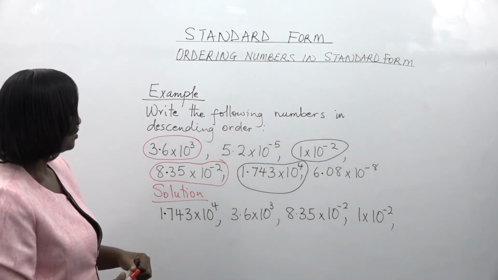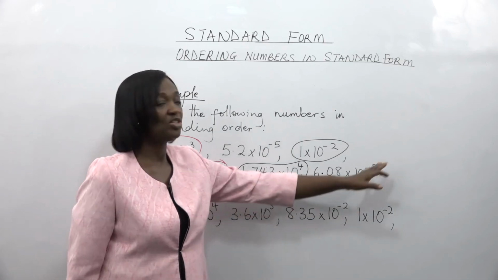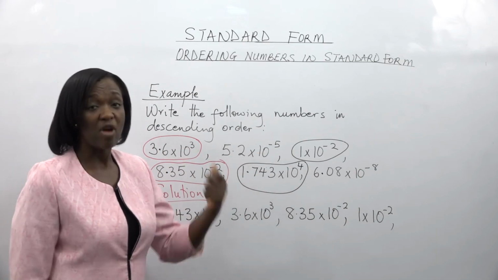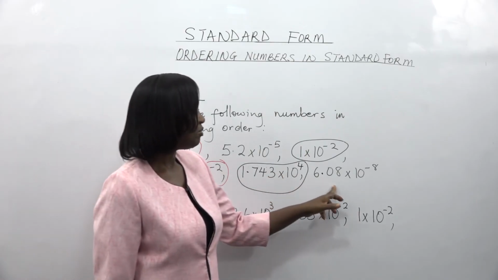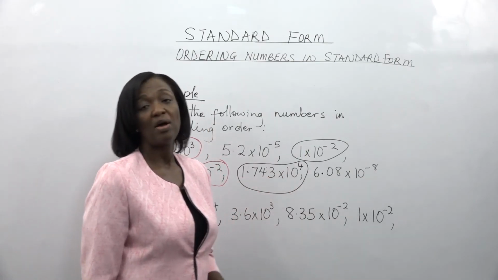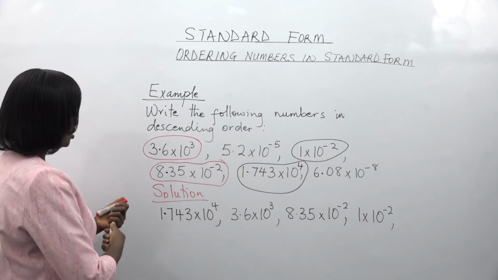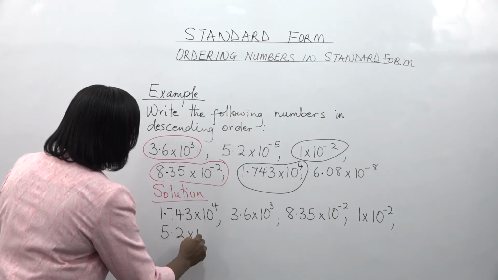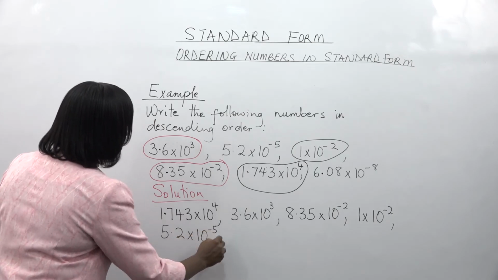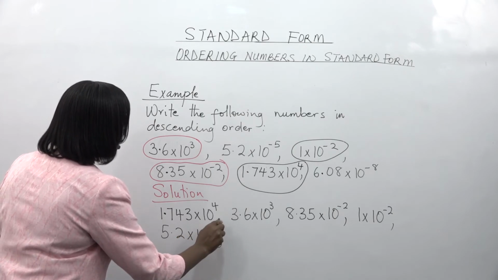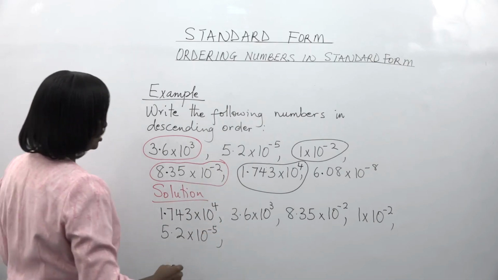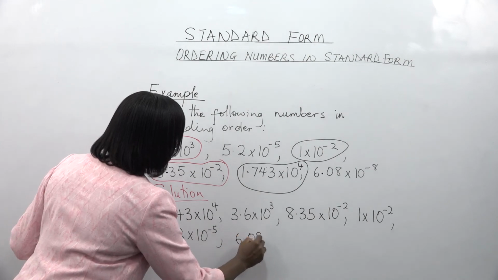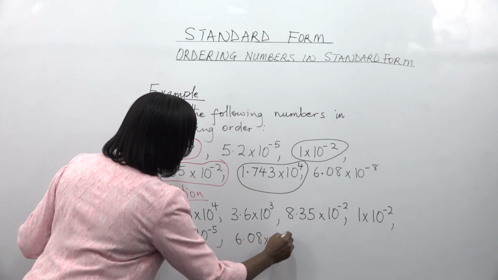What is left? 10 to the power minus 5 and 10 to the power minus 8. The number with 10 to the power minus 5 is greater than the number with 10 to the power minus 8. So we have 5.2 times 10 to the power minus 5. And finally, the smallest number in this set is 6.08 times 10 to the power minus 8.